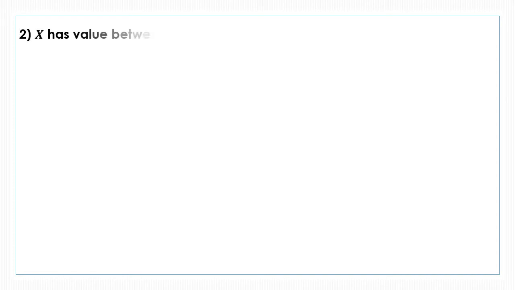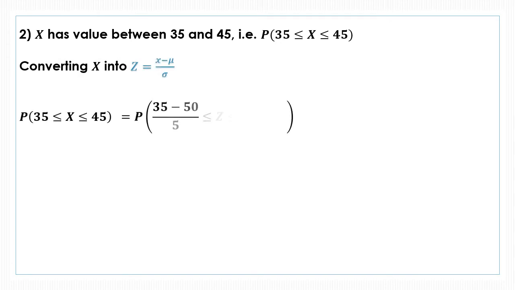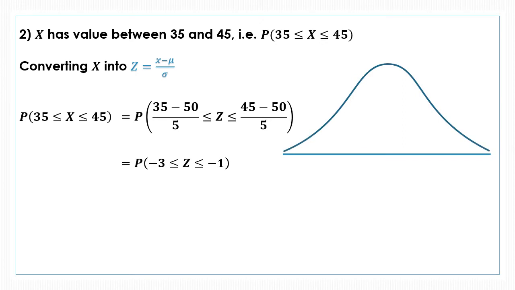Number 2, x has a value between 35 and 45 kg, that is, the probability of 35 less than or equal to x less than or equal to 45. We will be converting that into the z value, that would be (35 minus 50) upon 5 and (45 minus 50) upon 5. So when we solve this, we get negative 3 and negative 1. So z will be between negative 3 and negative 1. So we will draw the normal curve here, and negative 3 will be on the left hand side and negative 1 will also be on the left hand side, but negative 1 is greater than negative 3.